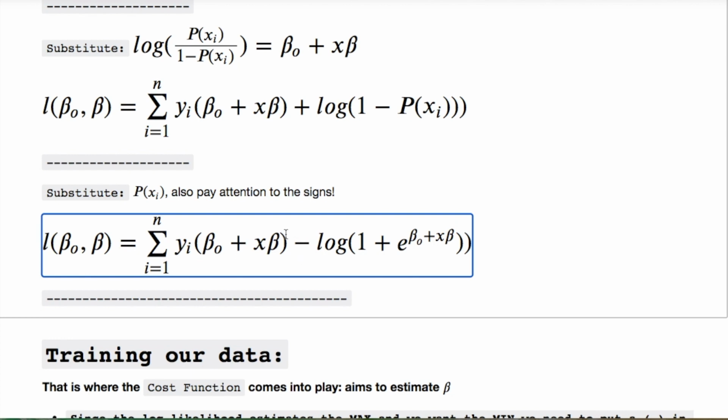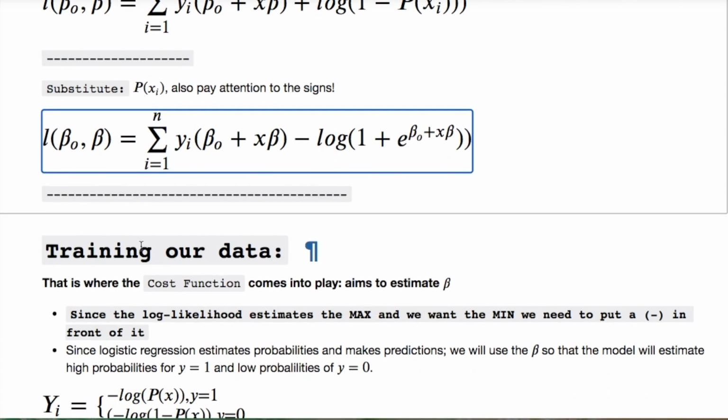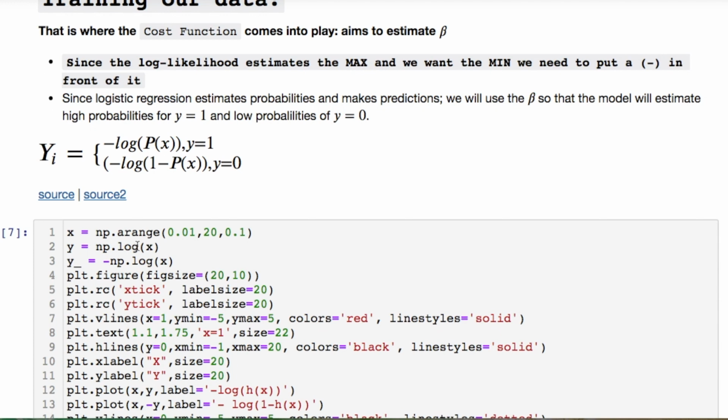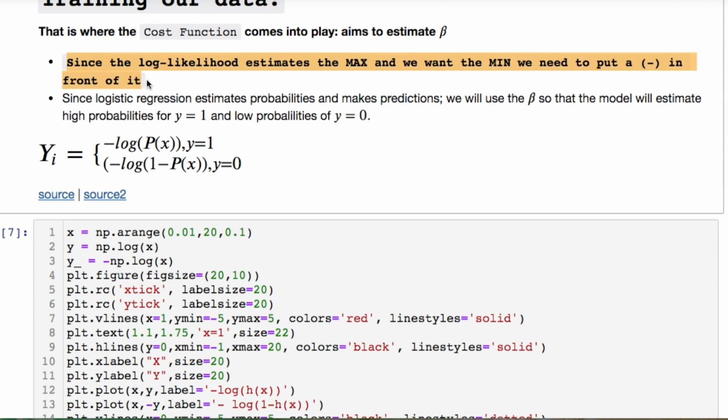Now, another thing, when you're maximizing this, you're going to end up pulling out and doing a negative, and you'll see that when you get your results if you're playing around. So if you're trying to train your data, this is where the cost function comes into play, and it aims to estimate our parameters beta. And since the log function estimates the max, we want to actually find the minimum now. And don't forget to put that negative in front.